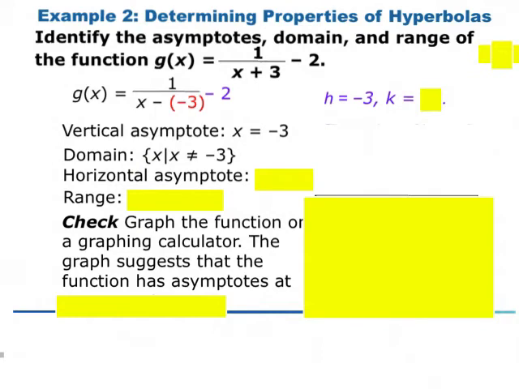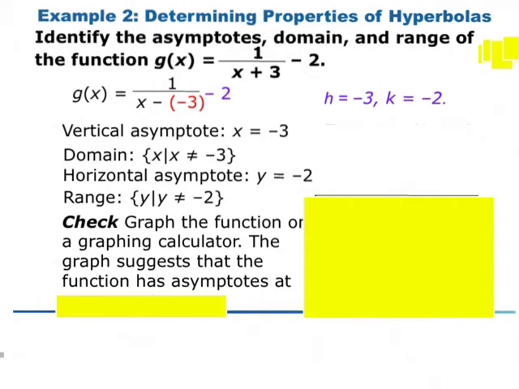Now remember, we got our horizontal asymptote by looking at the k value here. I see that k is equal to -2, which means my horizontal asymptote is y equals k, or in this case, y equals -2. So let's uncover that, y equals -2. And my range is going to be all real numbers except for y equals -2. And here's how we'll put that in set builder notation.